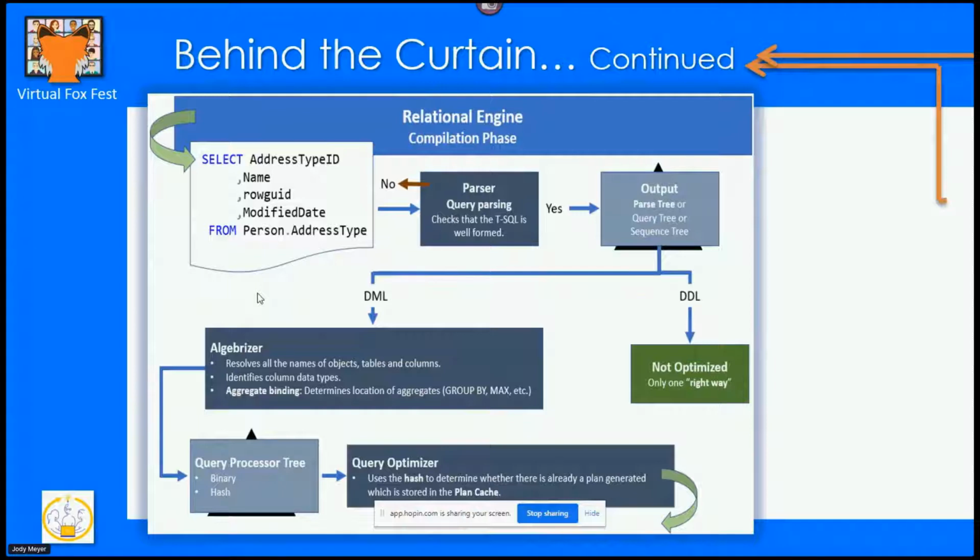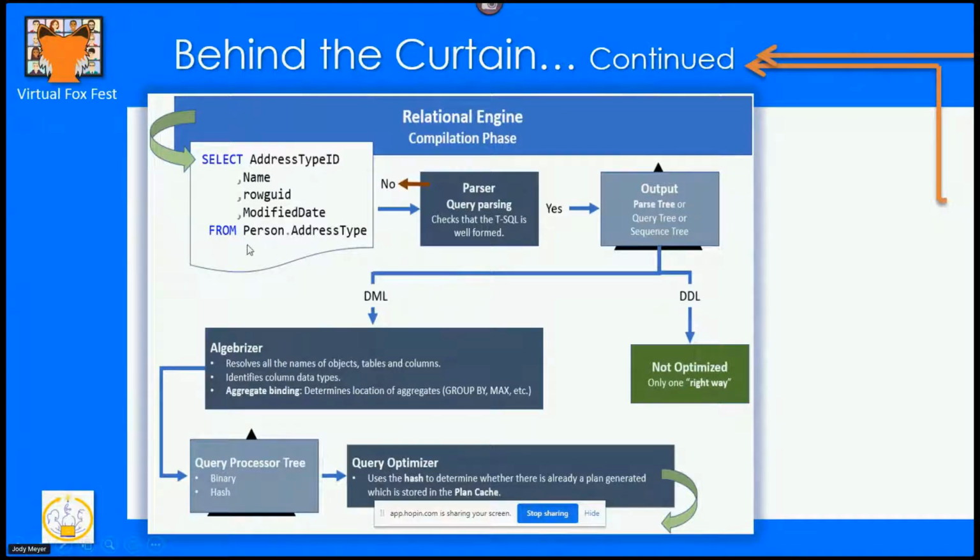In a big picture kind of thing, you can see the relational engine, and there's this compilation phase where we submit the query, and then it goes to the query parser, which checks to make sure that the query is well formed. If it isn't, it goes back, and you have to try again. And if it is good, then it outputs what most people call a parse tree, but some people call it a query tree or the sequence tree.